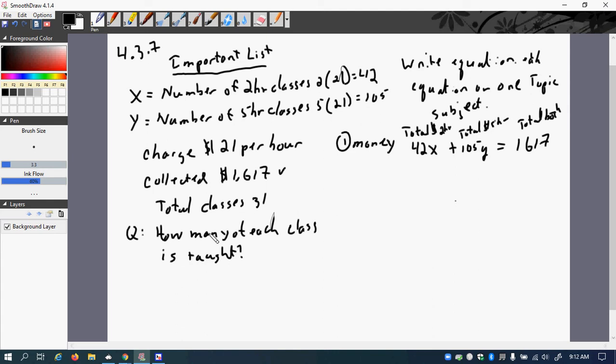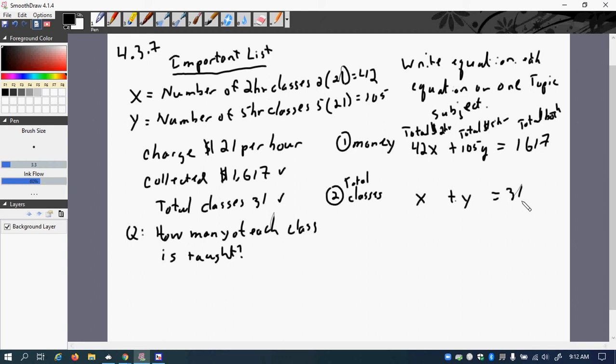Then the other thing I want to write about is total classes. That would be my second equation. So I only have 2-hour classes and 5-hour classes, and I have to add them together to give me 31 classes altogether. So that's my 2 equations. I think this is the hardest one to come up with. So that works, and now I just have to solve the system.